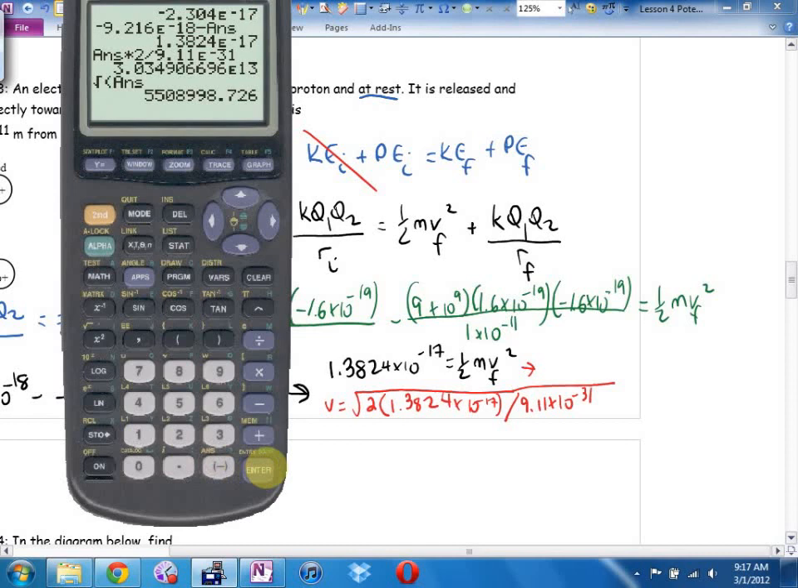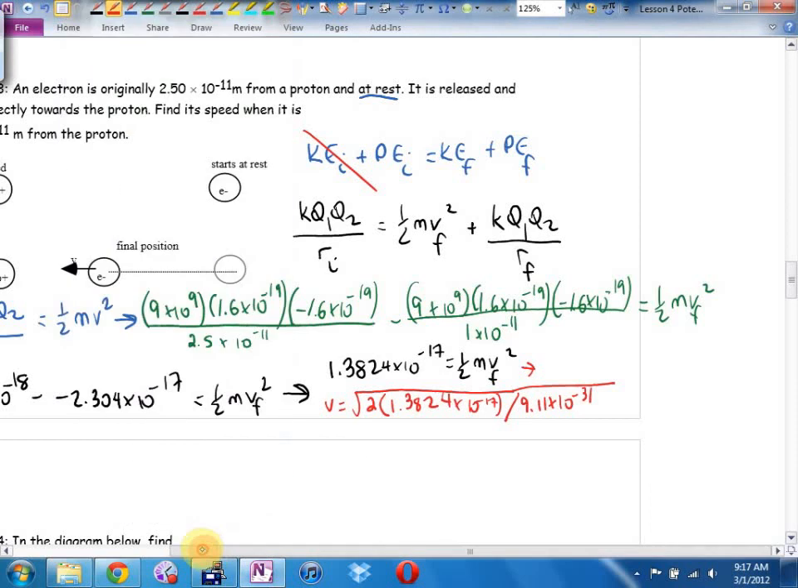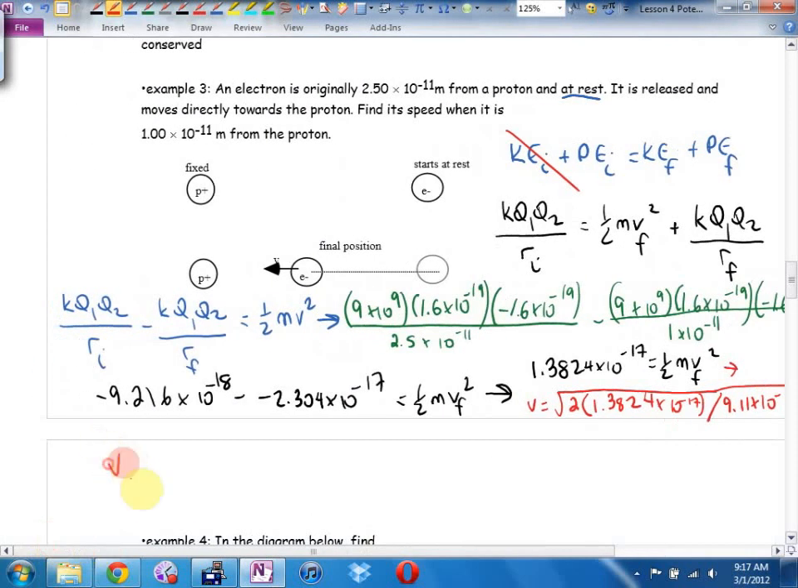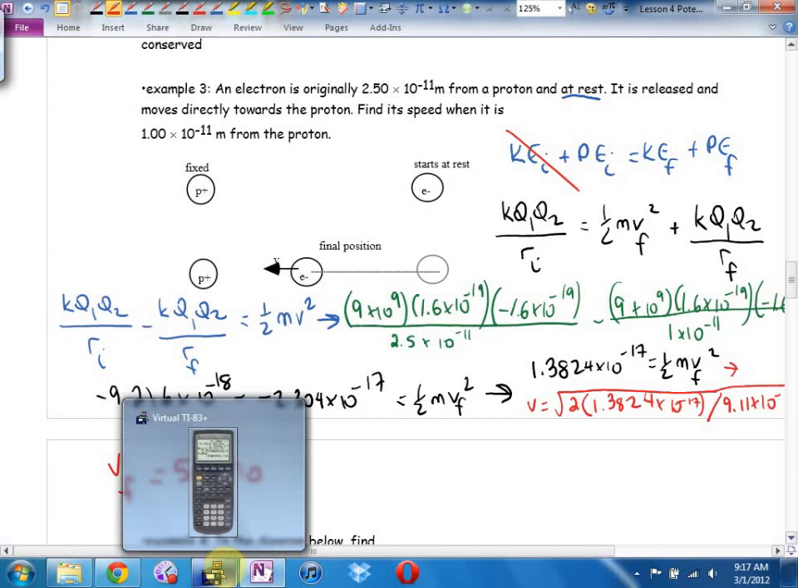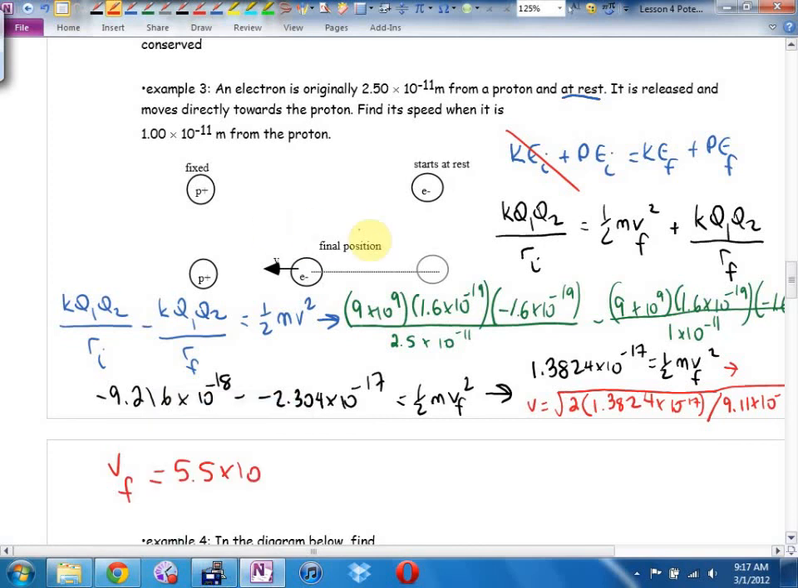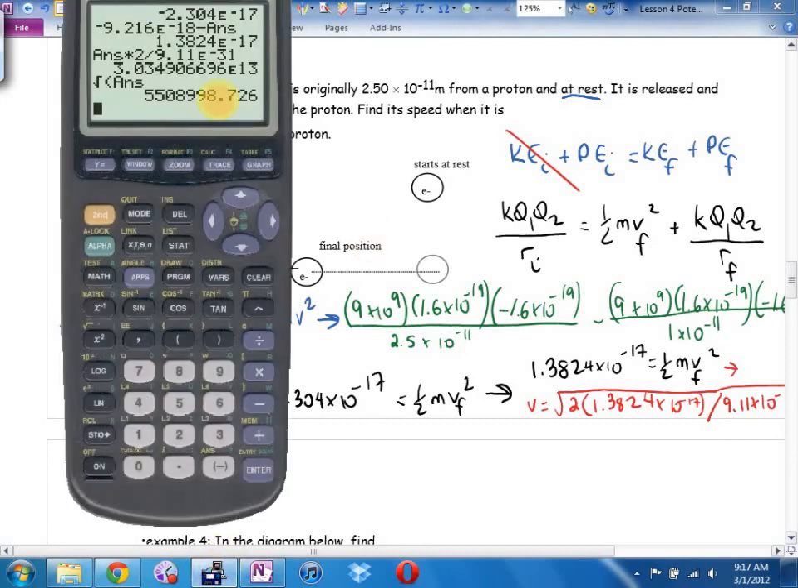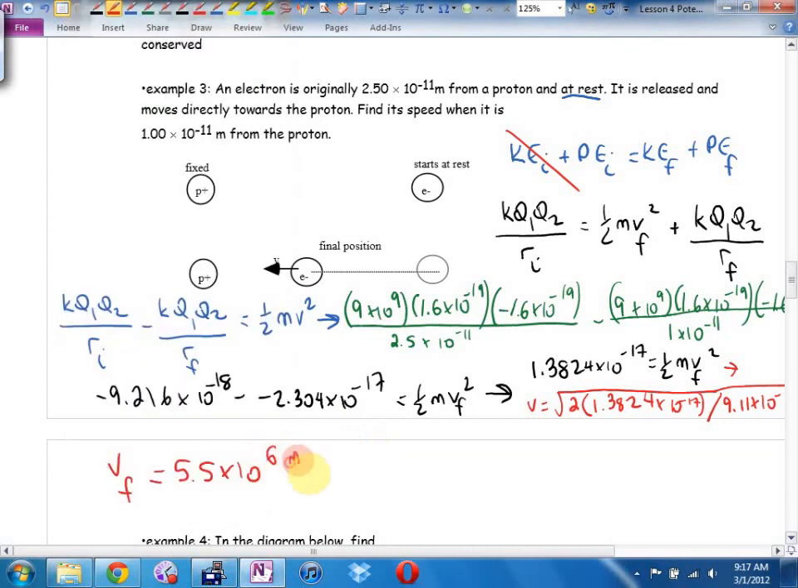5.5 times 10 to the what? What do you get? 10 to the what? 6th? 1, 2, 3, 4, 5, 6. Is that fast? Yeah. Electrons move pretty fast. I've never seen one. They must move pretty fast, probably faster than our eyes can see.